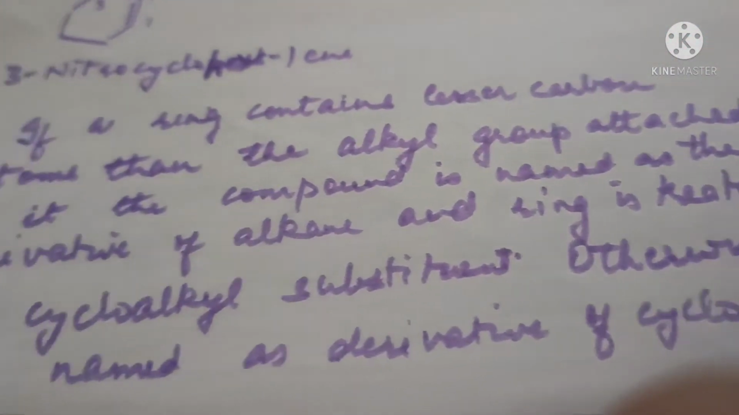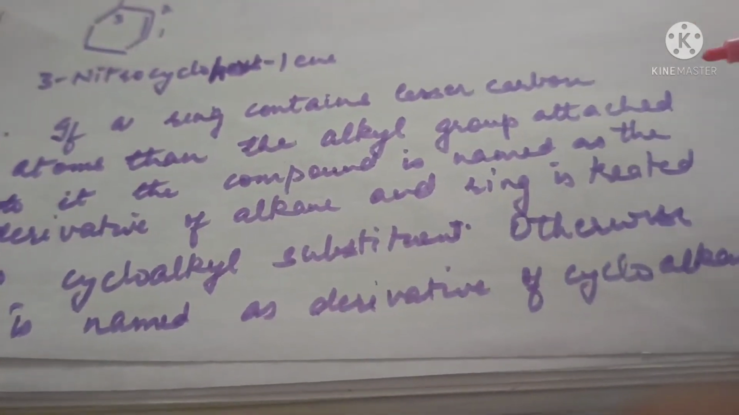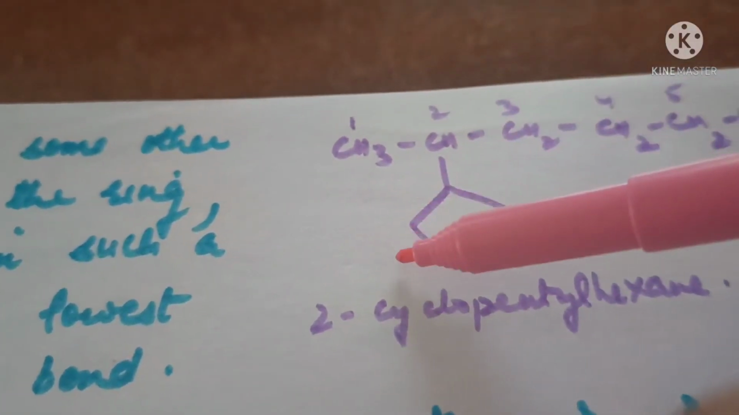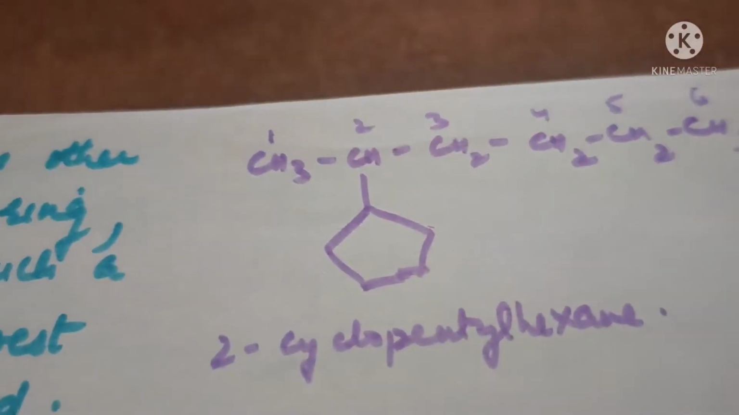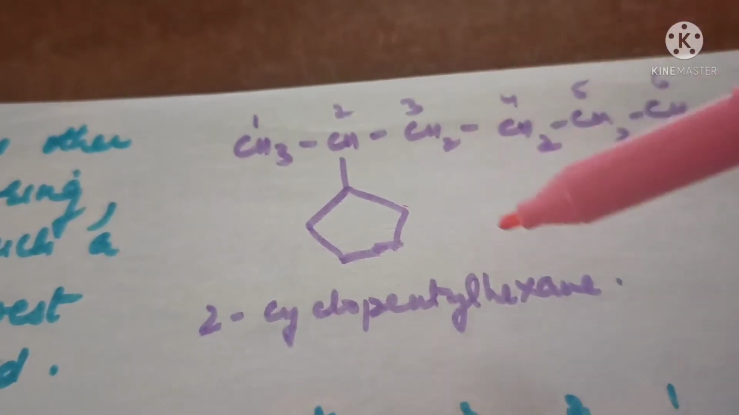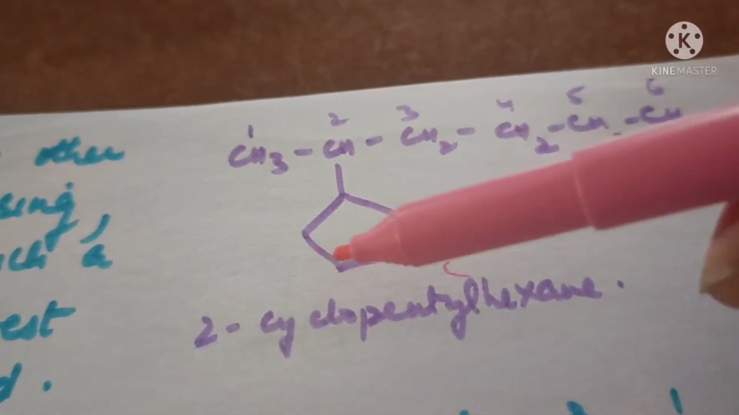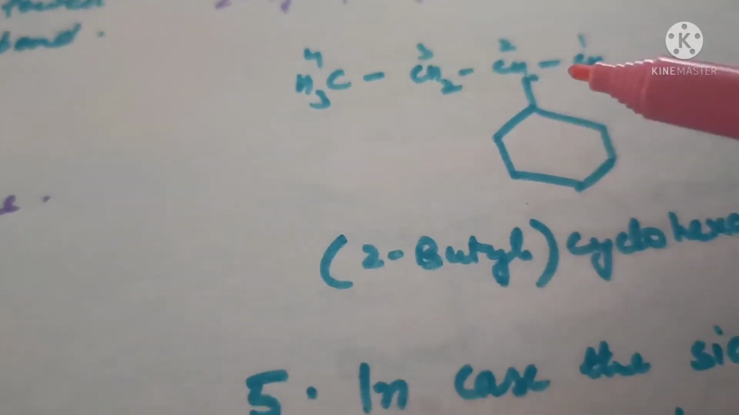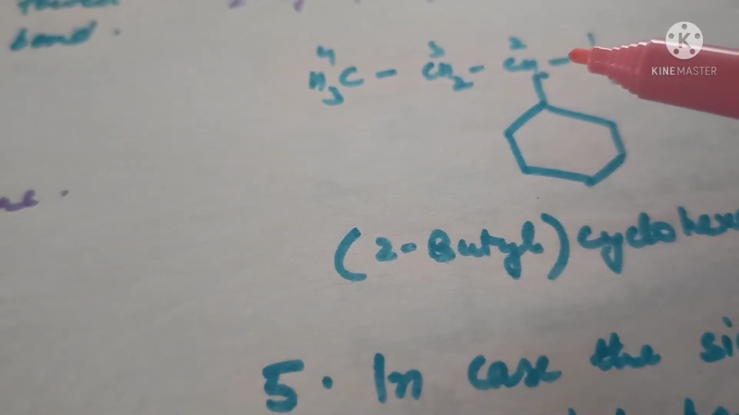If a ring contains fewer carbon atoms than the alkyl group attached to it, then the compound is named as the derivative of alkane. So, in this compound, the ring has 5 carbon atoms, whereas the chain has 6 carbon atoms. So, this is the parent compound and this is the substituent. So, the name will be 2-cyclopentyl hexane.